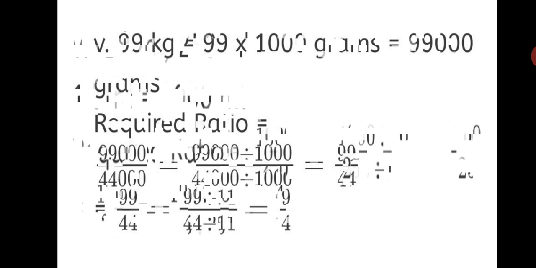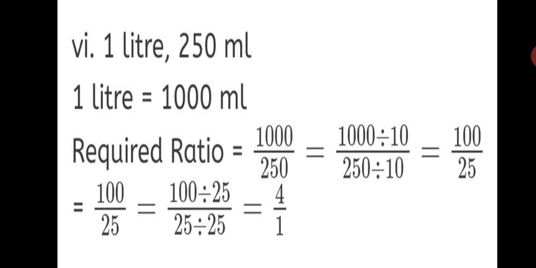Next, sixth sum. 1 liter 250 milliliter is the question. Now we cannot keep two different units, as mentioned earlier. So what we can do is convert liter into milliliter. We already know 1 liter is 1000 milliliter. So the required ratio will be 1000. Instead of 1 liter, we'll write 1000 milliliter upon 250 milliliter.